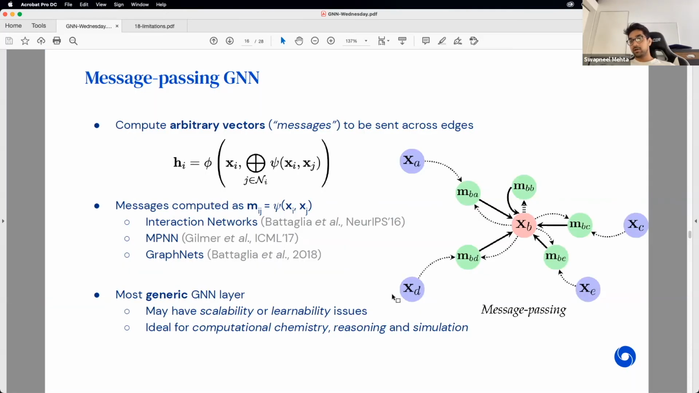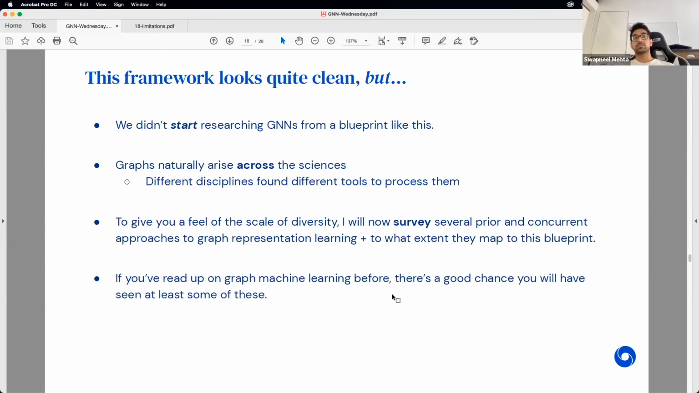And I'm going to launch into this history very briefly because I've already run into an hour. I do want to cover this next topic also, which really deals with where graph neural networks fail. All of what I've said so far looks very clean, but it didn't start out like this.